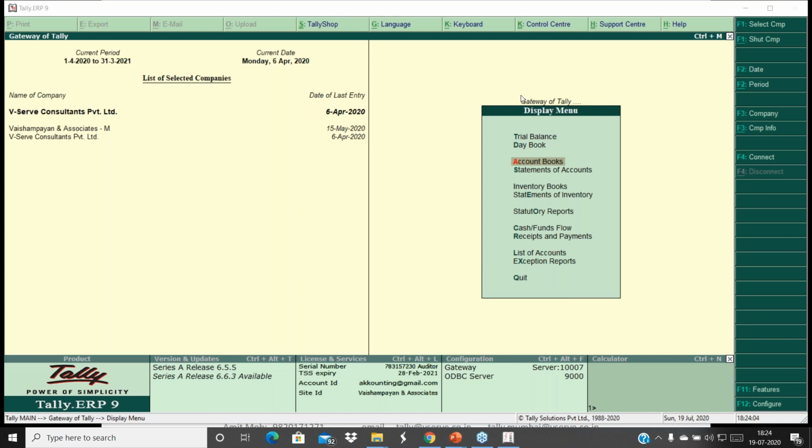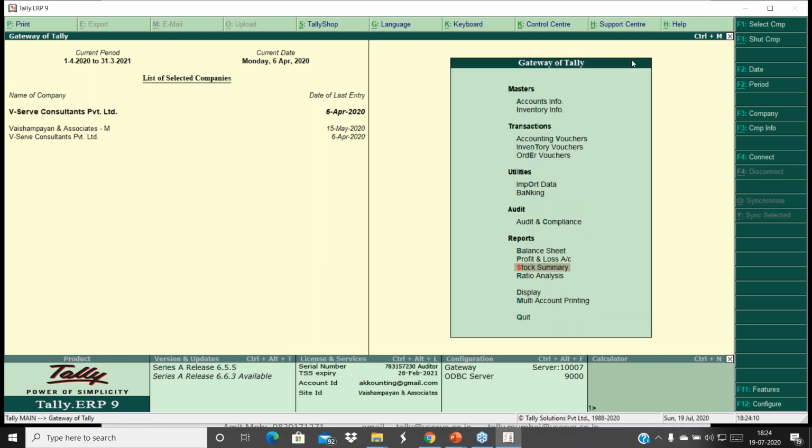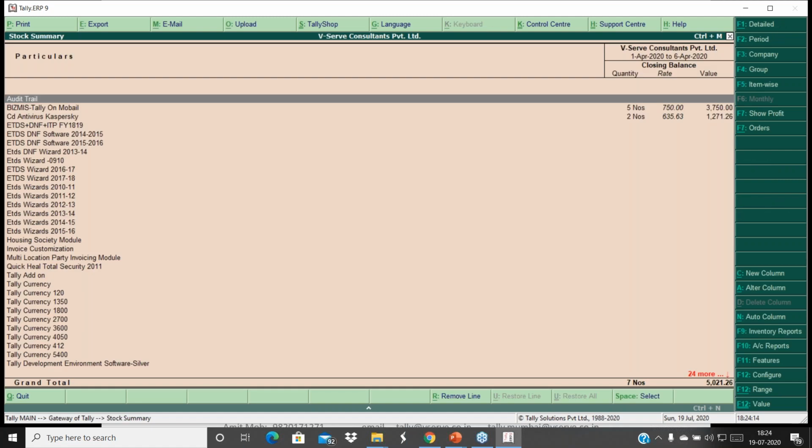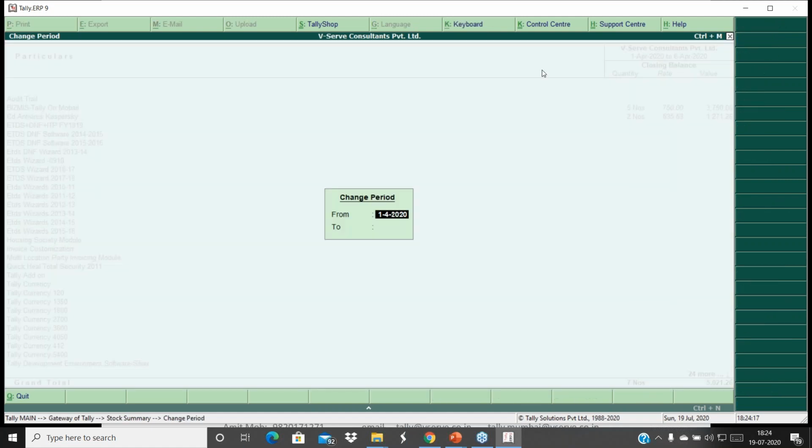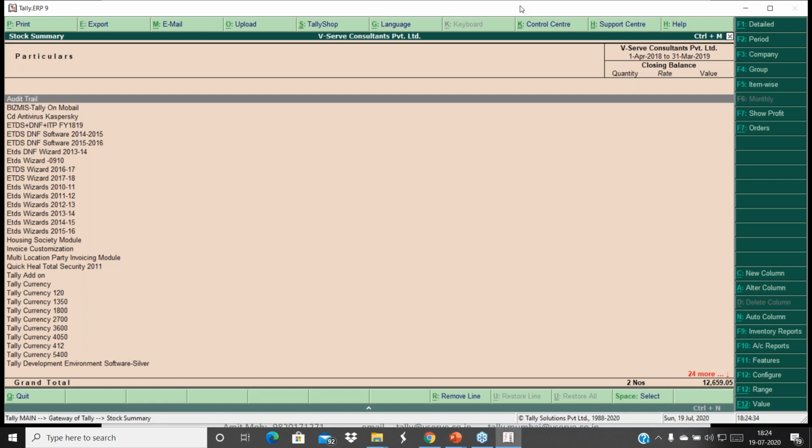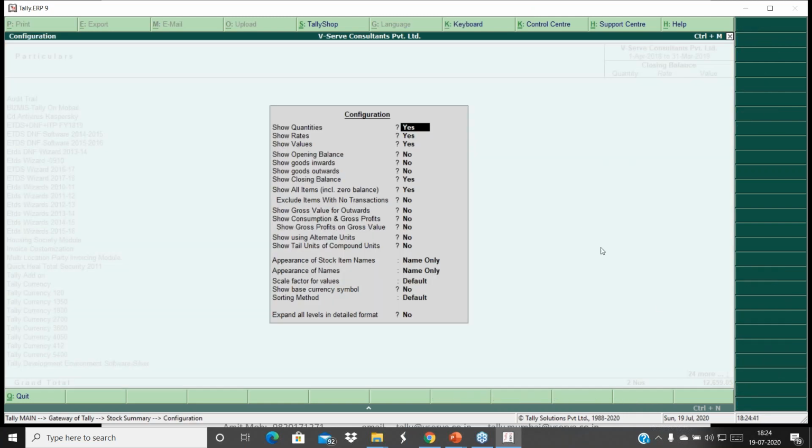Okay, now getting the correct rate for the product, the ideal report is stock summary. If you're seeing this stock summary for a period of, say, 1st April 18 to March 19, and so on and so forth, you can see the closing stock as blank. Again, to get a correct report, you'll have to just configure. Say opening balance is yes, goods inwards yes, outward yes. For the timing, I'm only selecting this much.